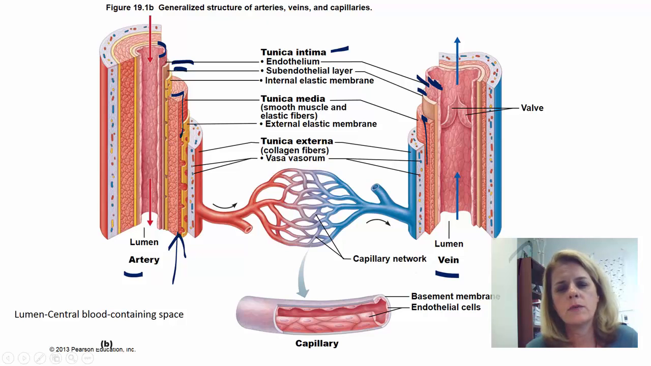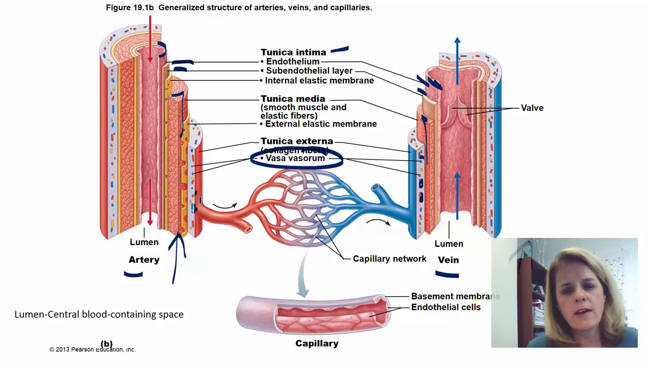So that tunica media with the smooth muscle is thicker, and so arteries are much thicker than veins. If you were to dissect something out, veins will collapse on you, and arteries are really thick. They're solid, because of that thick layer of muscle, that tunica media. The tunica externa is that support, where that collagen is, and you can see that you've got little arteries and veins, or the vasa vasorum. Those are the vessels feeding those arteries and veins.